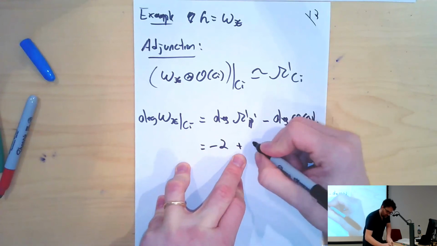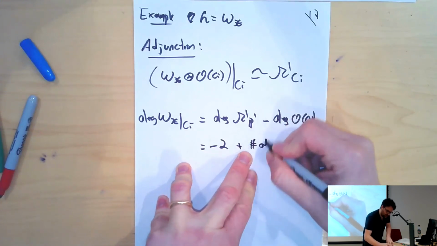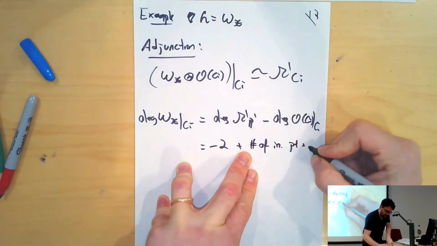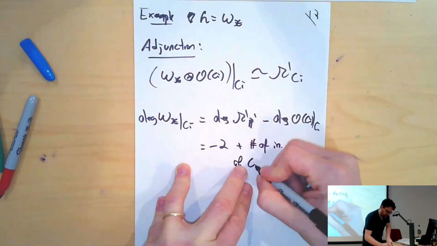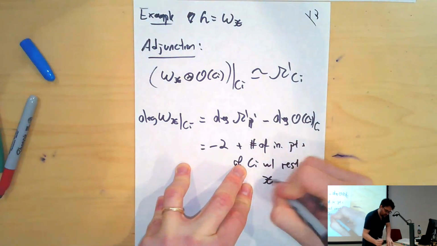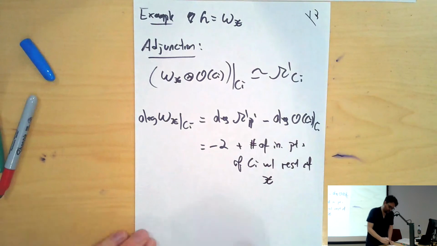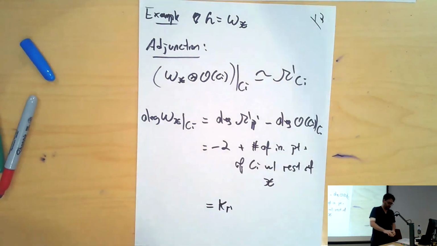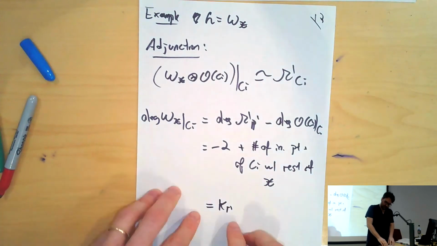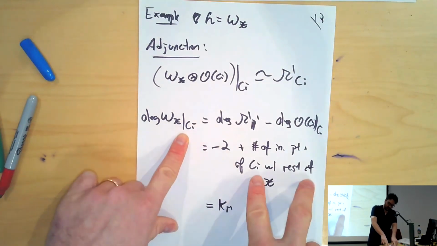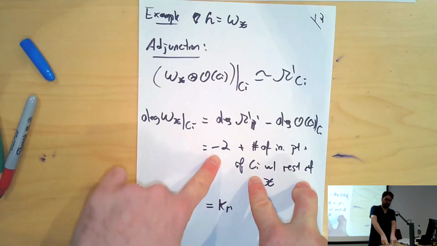the number of intersection points of Ci with the rest of X. So we just calculated this. To put it another way, this is the canonical divisor on the graph. The number of points concentrated at vertex i is the degree of Ci minus 2.